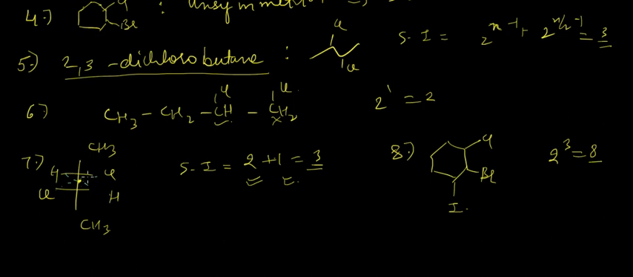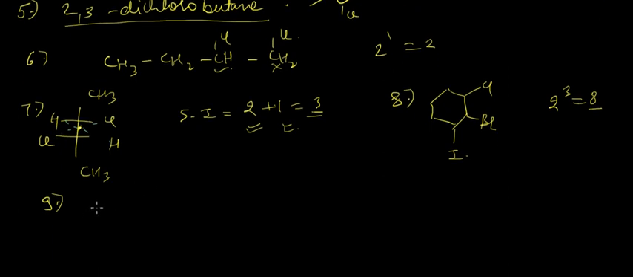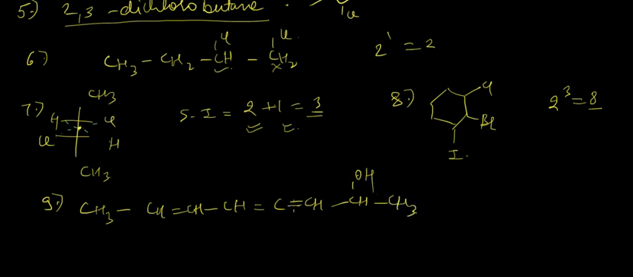Okay, let us continue to see the total number of isomers for this compound. We have CH3, CH double bond CH, CH double bond C double bond CH single bond. Yeah, so this is the compound. How many total stereogenic units are there in this compound? 1, 2, 3. Okay, so do we have any plane of symmetry in this compound? No. So 2^3 would be the answer. The answer would be 8.